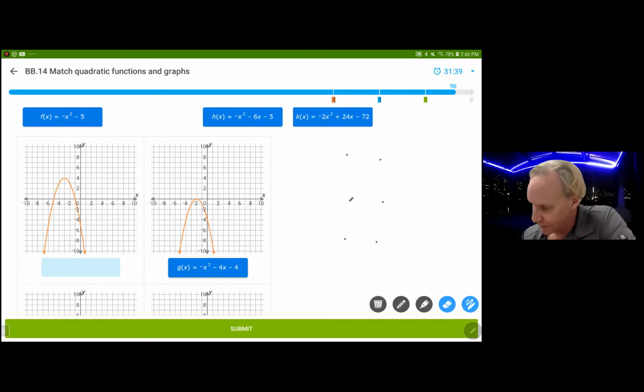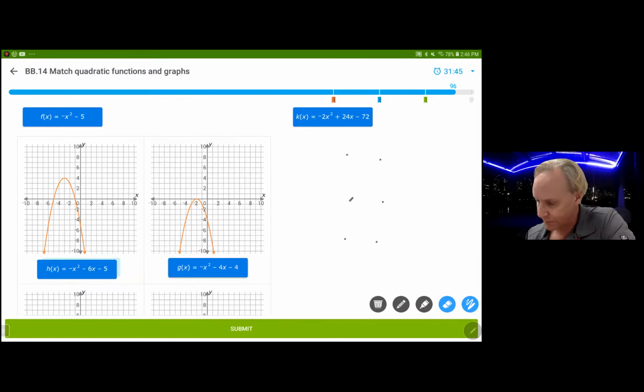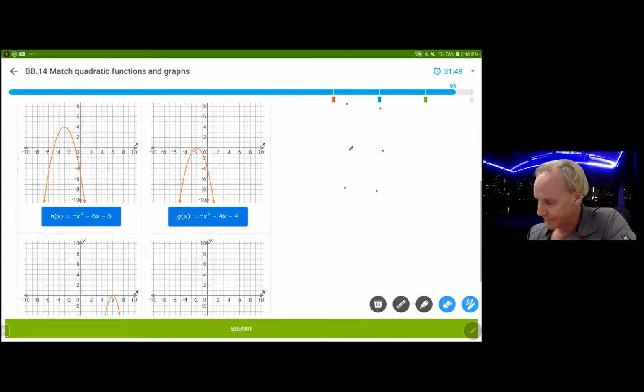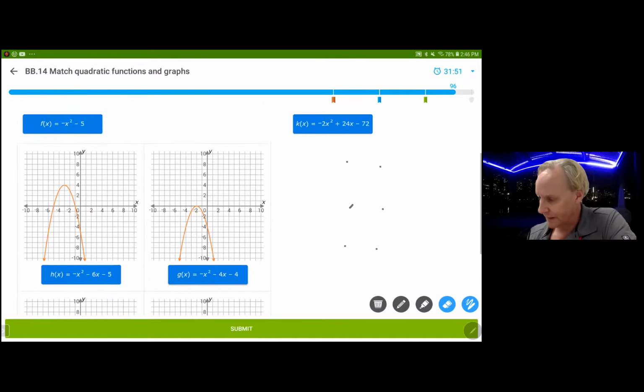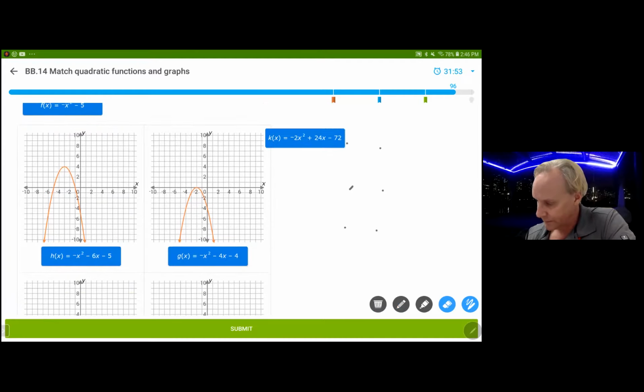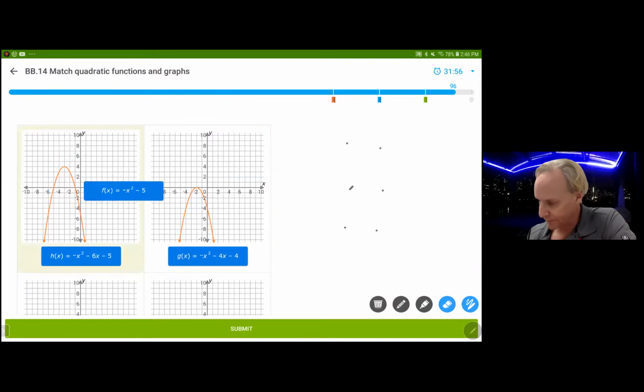This one over here looks like a standard parabola, so it's not a -2, and it's not on the y-axis, so it has to be this one. And notice it does go through 0, -5. Now the last two: the steeper one is on the left, so this one has to go over here, and this one has to go over here.